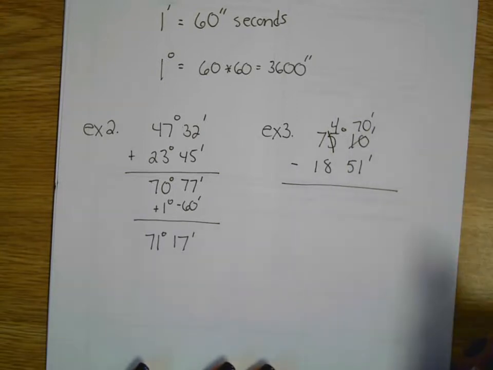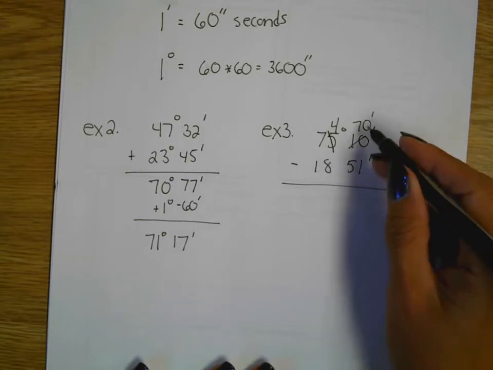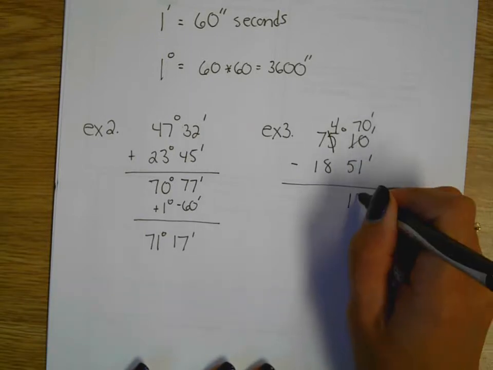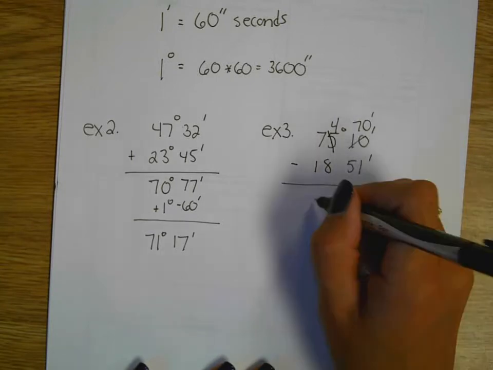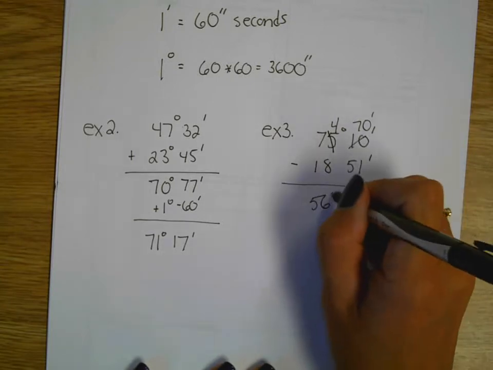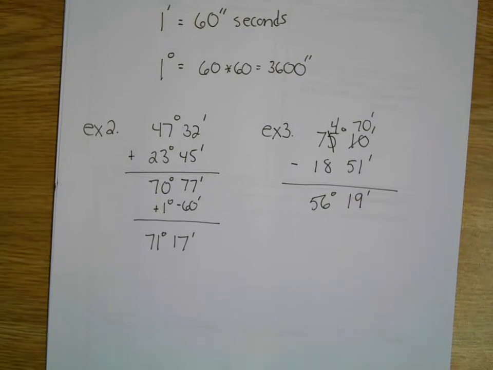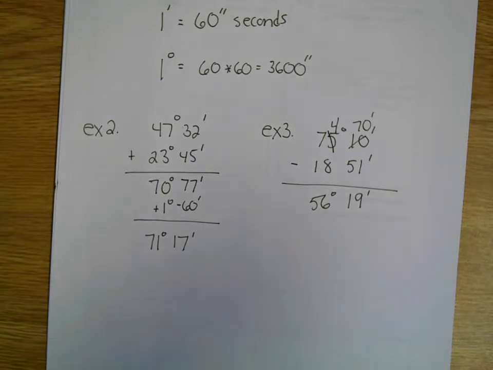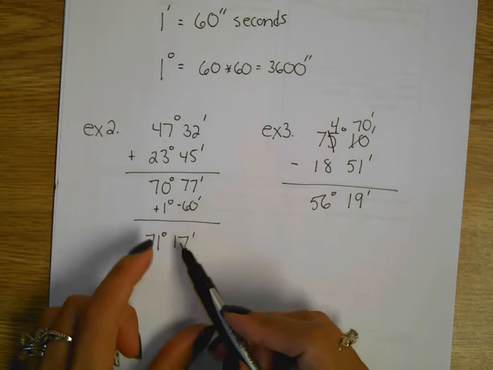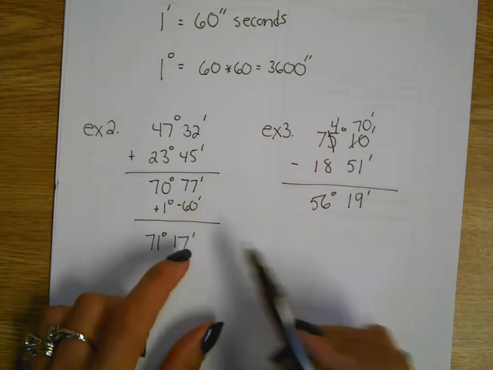Now I go ahead and subtract. So 51 off of 70 is 19. And 18 from 74 is 56. Okay. Very easy to do by hand, but do we have technology that works with degrees and minutes? We certainly do. Graphing calculators have it. Scientific, just the little scientific calculators have the ability to work with degrees, minutes, and seconds.